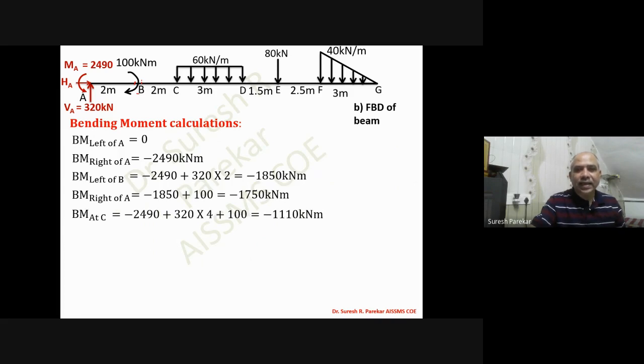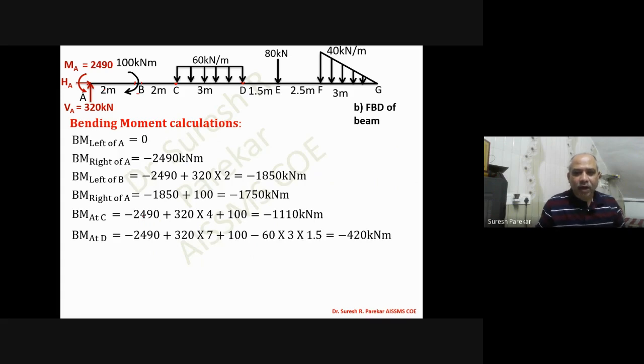Then at C, we have minus 2490 plus 320 into 4. So this 2 plus 2, we have the starting of UDL and the end of UDL, so we have to find it at C and at D. At C we have minus 1110, so 320 into 4 due to this reaction plus 100 this couple. Then at D, we have minus 2490 plus 320 into 7, the total distance 7 from the reaction, plus 100 minus 60 into 3 into 1.5. We are taking moment about D, so the total load we have will be 60 into 3.